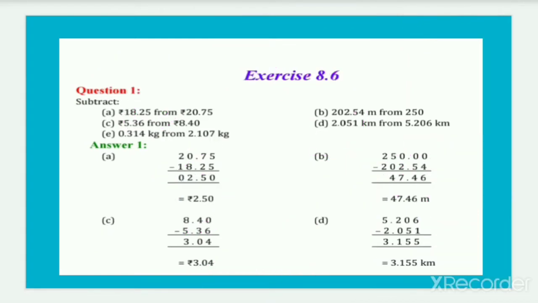Now moving to the question number D, we have 2.051 kilometer from 5.206 kilometer. When we subtract 5.206 kilometer minus 2.051, we will have 3.155. Okay, so this way we can subtract decimal numbers.